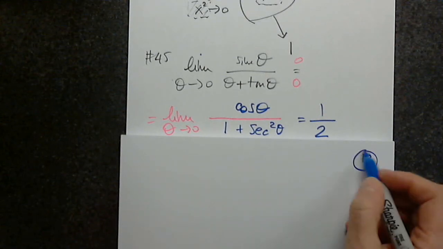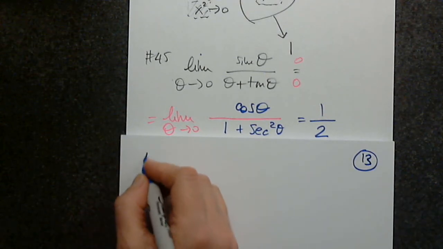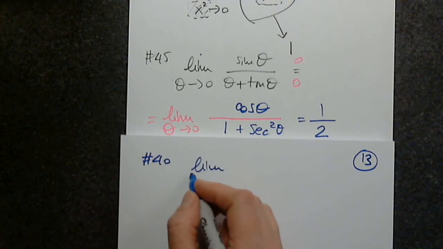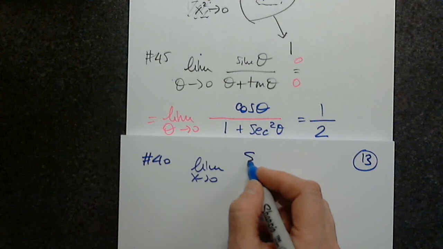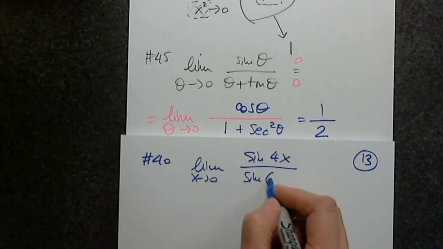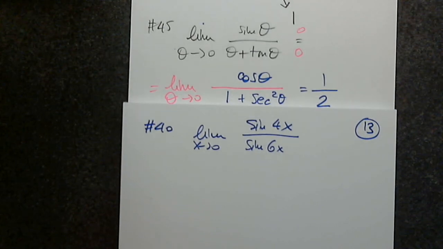So I was looking at 40. So we have the limit as x approaches 0 of sine 4x over sine 6x. No, on this one we cannot use L'Hopital's rule. It's very simple with L'Hopital's rule, but we don't know the chain rule just yet. That will be our next step. The chain rule is the next section. That's what we're going to do next.